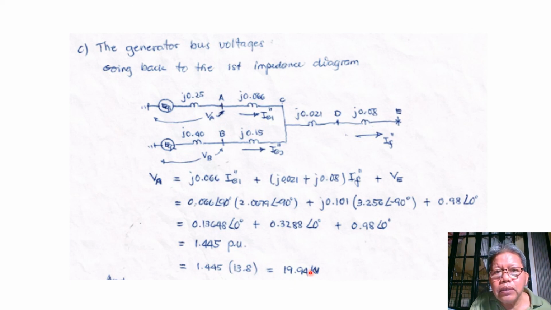Now the generator bus voltages. So again, we go back to the original, or the first impedance diagram that we drew for this network. So we have generator 1, and then we have bus A, and then we have transformer 1, and so on. So we are asked to determine the voltage of bus A with respect to ground, of course, and bus B with respect to ground. So our bus voltage V sub A, this voltage here, will just be equal to the generated voltage.